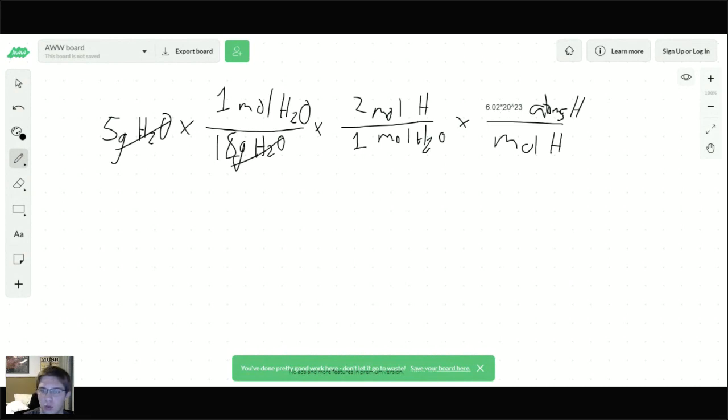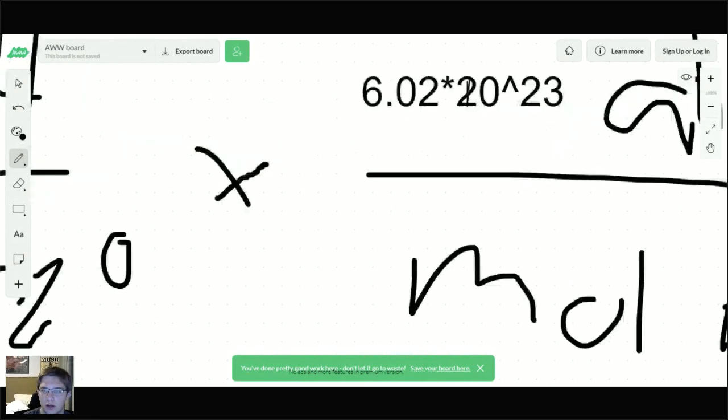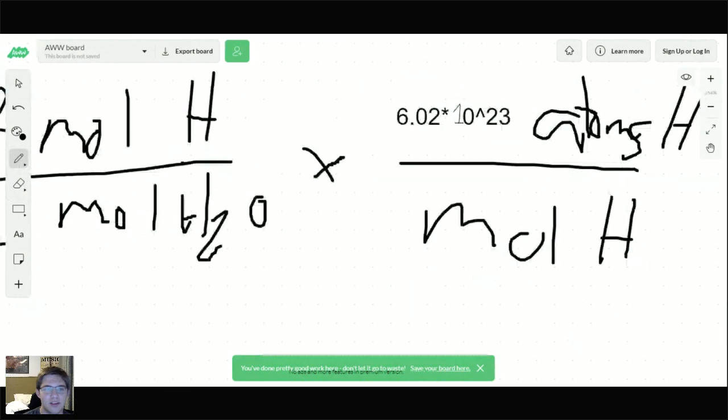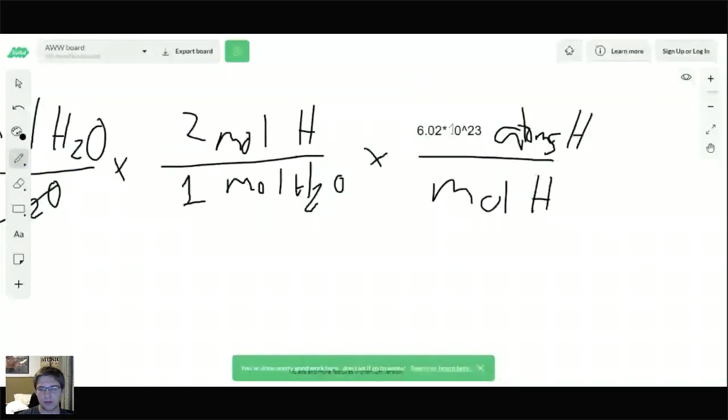And I realize here I wrote 20 to the 23rd. That's a 1. It's supposed to be a 1. Let me retype that. There we go. You saw nothing. So when we convert from moles to atoms, then we finally have our answer.